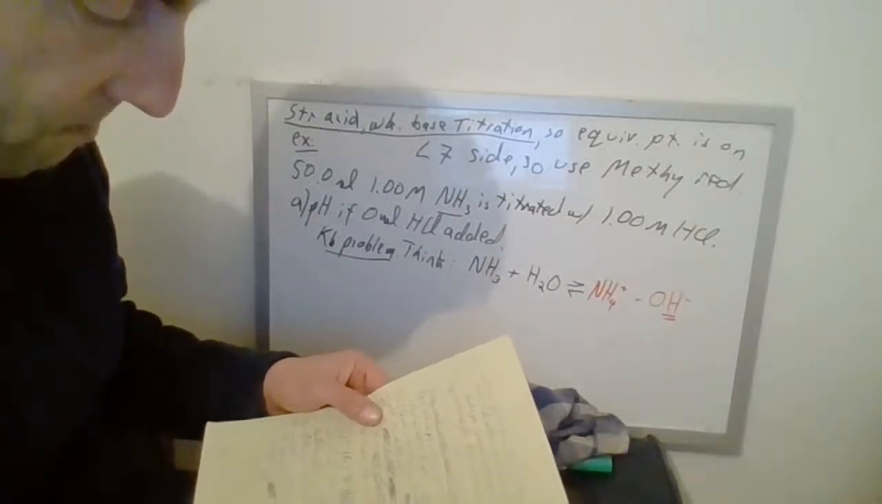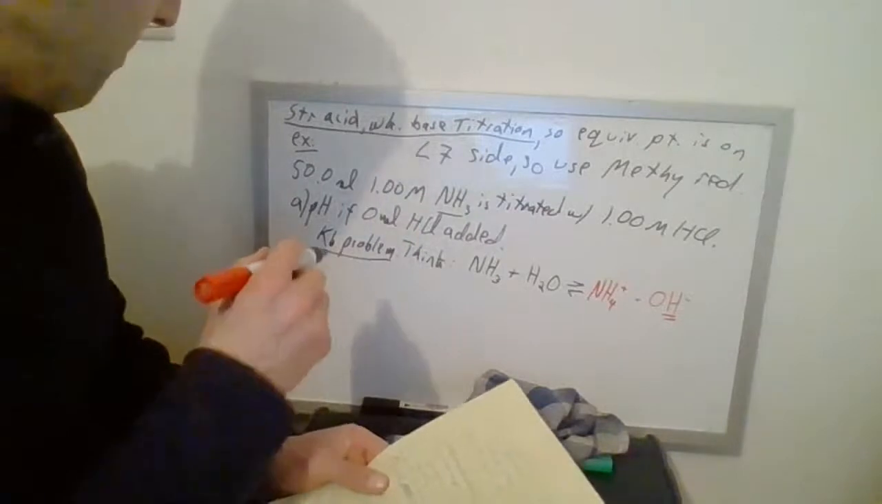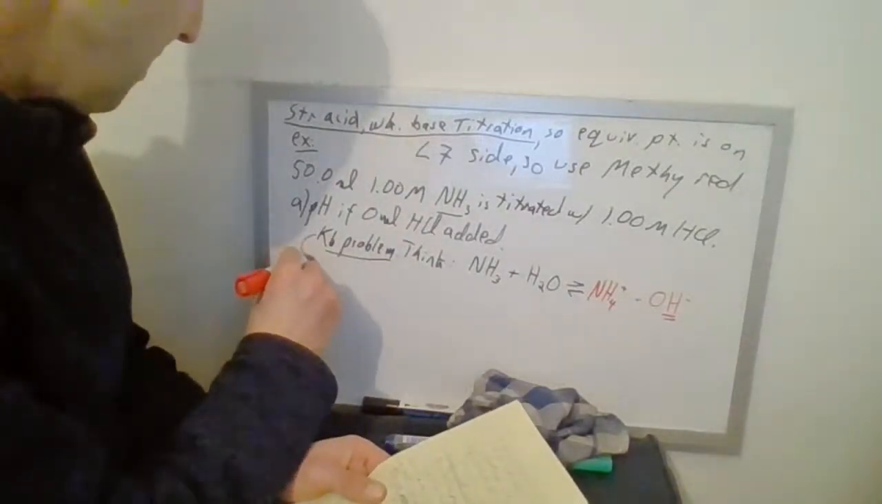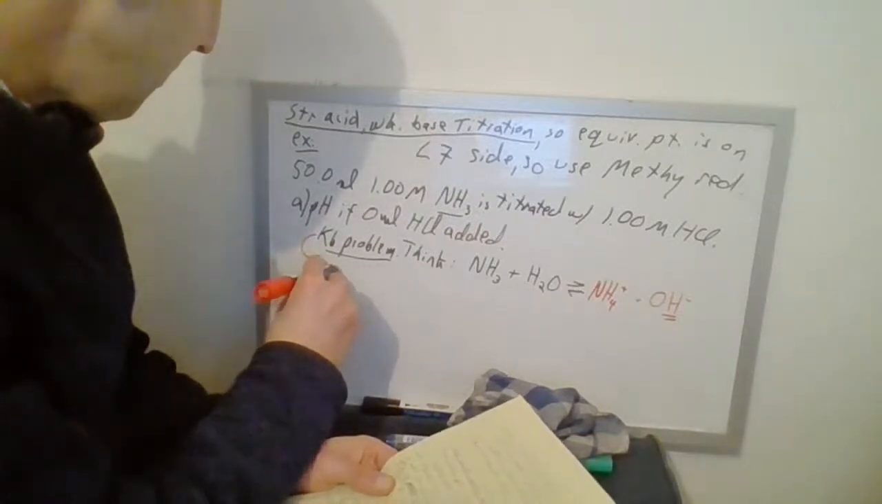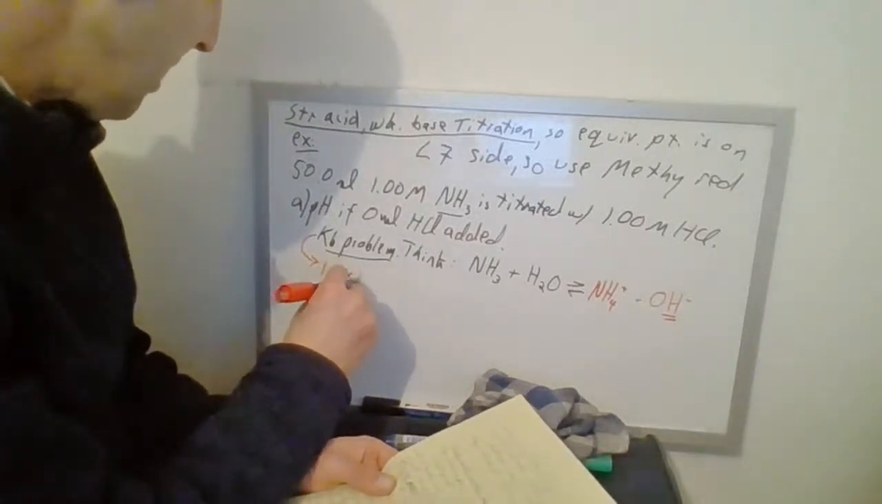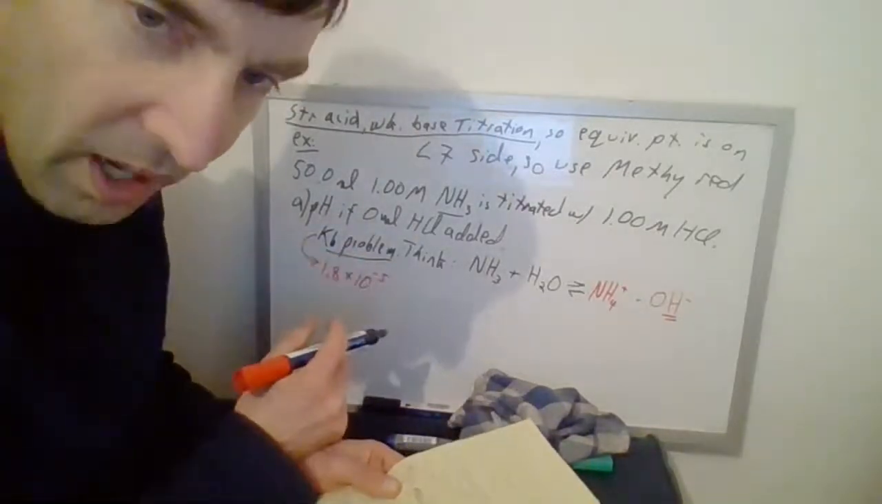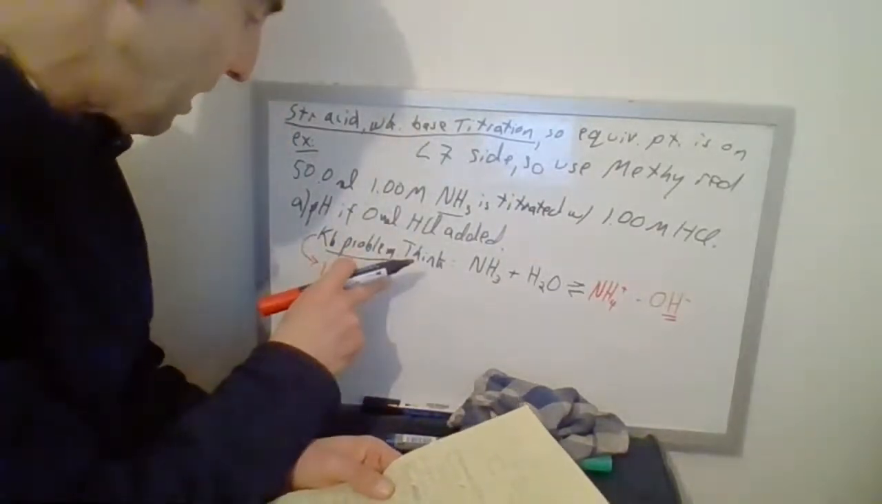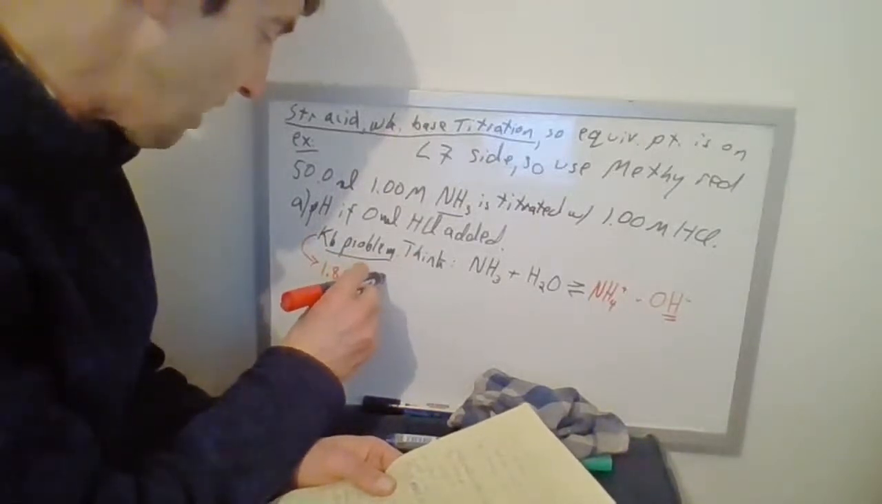Okay. I'm going to give you the KB right now. The KB, the number, is 1.8 times 10 to the negative fifth. Seems like we get that fairly often. I don't know why. It's just a random number, but it seems to keep coming up. Looks like an S. That's supposed to be a 5. I sure wish I drew better 5s.